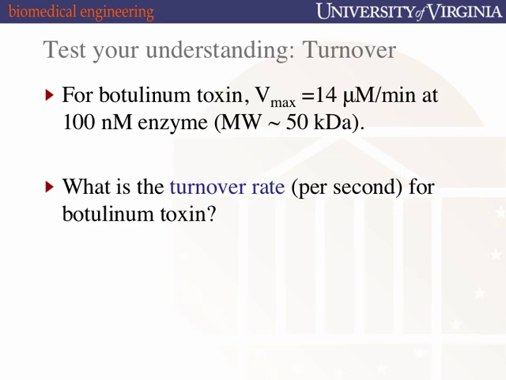At Vmax, that's how much product per minute we're making. We convert that to seconds, so this is why I made a big point about saying per single catalytic site. That's why we're dividing by the number of moles of enzyme, because we're not trying to figure out how many per 100 nanomolar of enzyme, but per one molecule, okay?